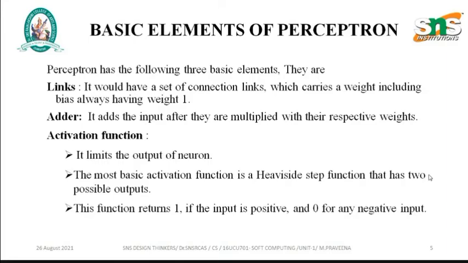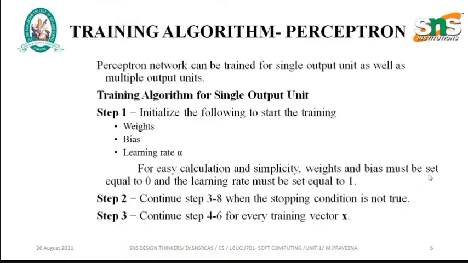It consists of three things: links, adder, and activation function. Link consists of input and the weight. Next, the adder will add the inputs after each input is multiplied with its corresponding weight, and finally all the inputs are added. That is called summation or adder. And the third one is the activation function. Here the Heaviside step function is used, and the output will be either 0 or 1 based on the input.